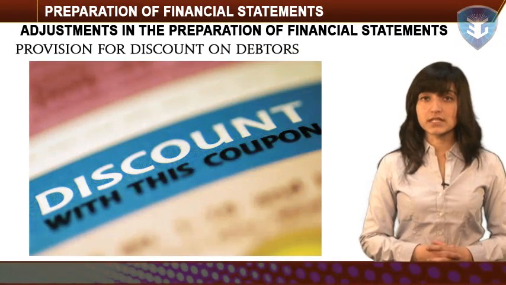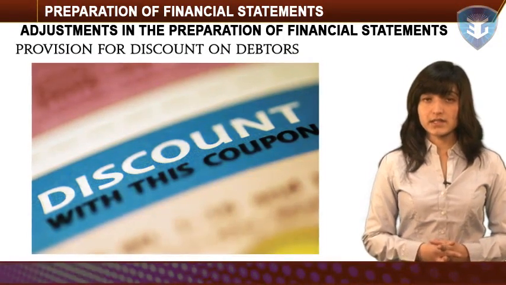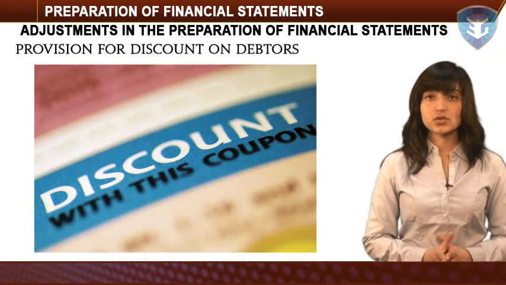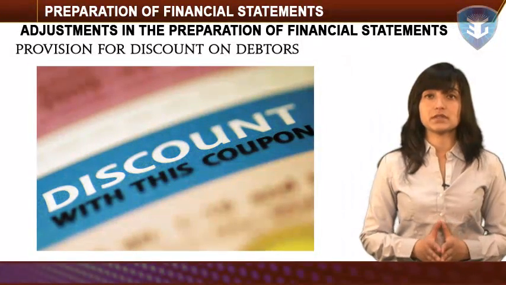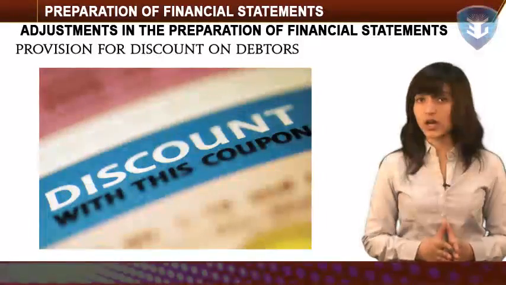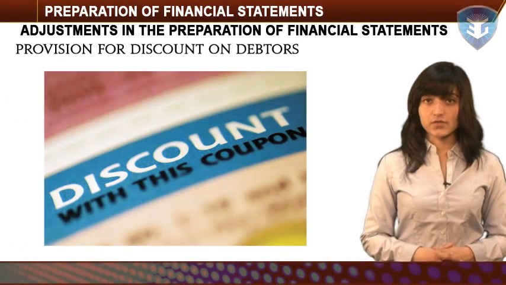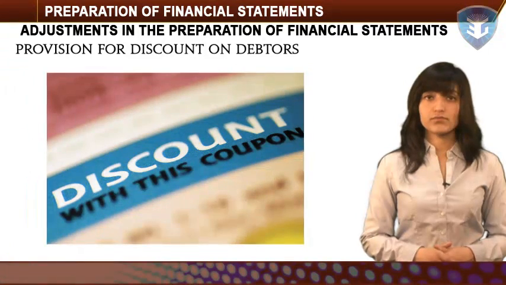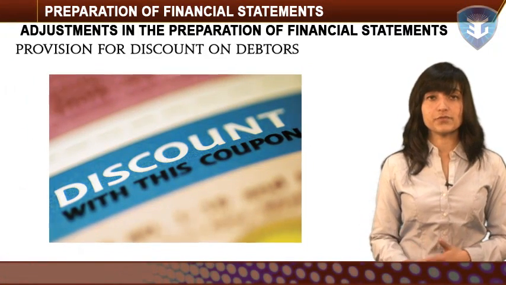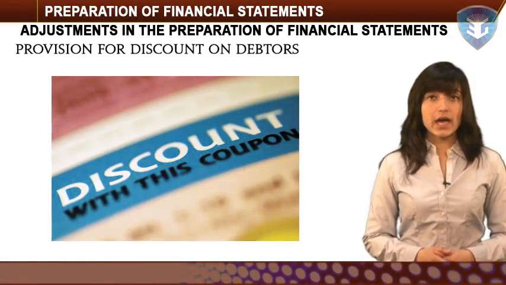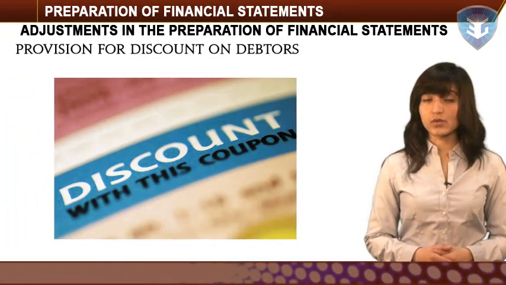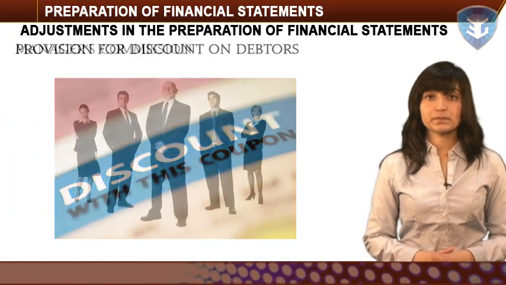Provision for discount on debtors. Discount allowed is an expense to the business. Discounts are provided to the debtors to encourage them for prompt payments. A discount allowed in the accounting period is estimated and a provision is created for discounts on debtors. This is directly debited to the profit and loss account and credited in provision for discount on debtors account.